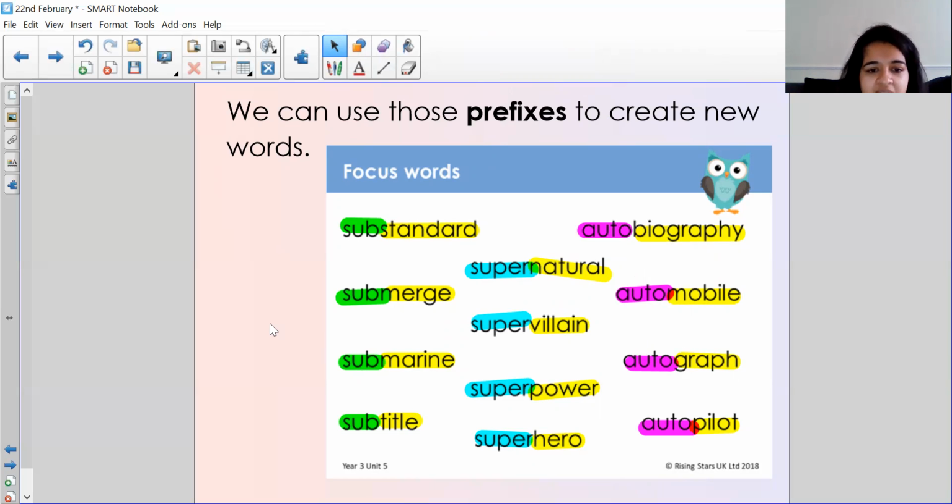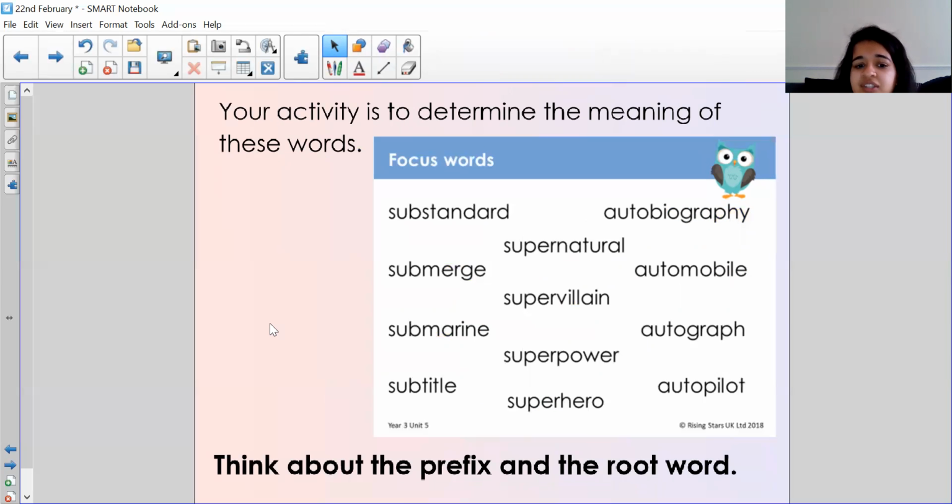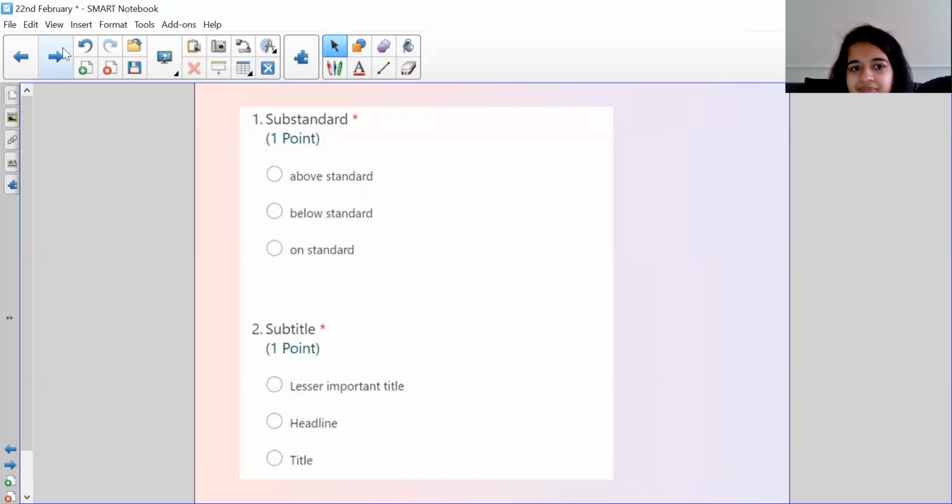All right, so take your time, read through those ones. And your activity for today is to determine the meaning of these words. Okay, so what is the meaning of those words? We've talked about what the meaning of the root word is. We've talked about the meaning of the prefix. So now join those together. What is the meaning of your new focus word?